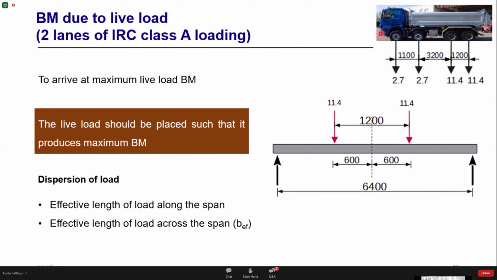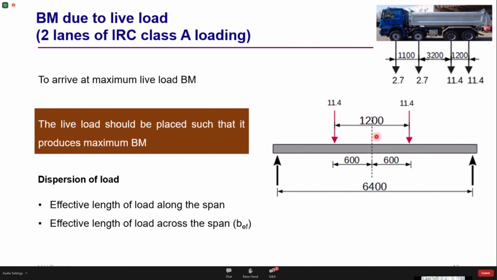Again, this is an 8.3 meter vehicle, but our span is only 6.4 meters. It is not possible for me to accommodate all these 4 axle loads. At the most, I can consider these 2 severe loading conditions, the highest axle loads, and place them symmetrically about the centroidal axis. This is the centroidal axis of the slab. 11.4 tons on one side, 11.4 tons on the other side. So I'll place it here.